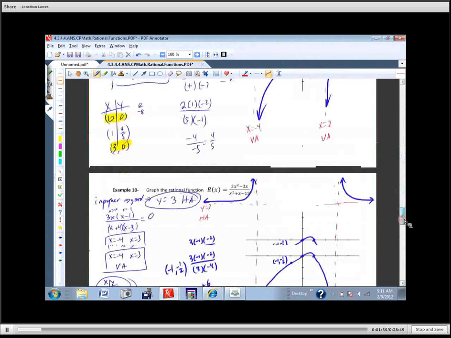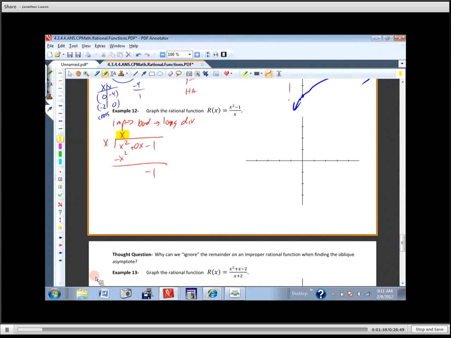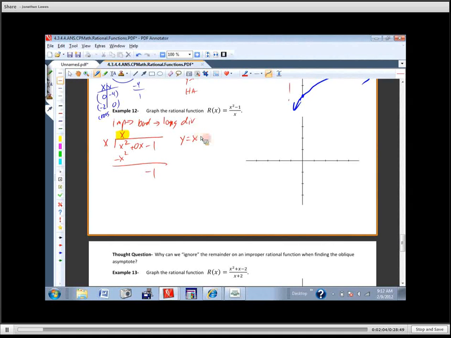So on this problem right here, all we're worried about is this guy right there. That is the slanted asymptote. So y equals x is the, we could call it oblique, or the slanted asymptote. I'll just put SA for slanted asymptote. Any questions there? Sure? Okay, then let's take a look at the rest.